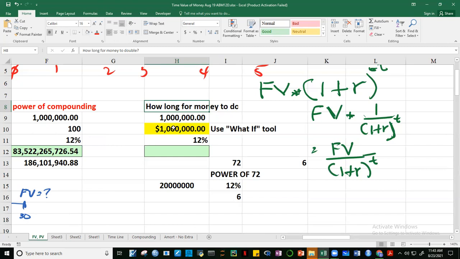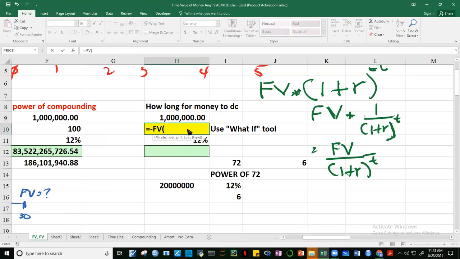So dito, let me delete this. Okay, pakita ko lang sa inyo. So, if we have 1 million today, and we'd like to compute for the future value, no? So, negative FV ang ginagamit natin.